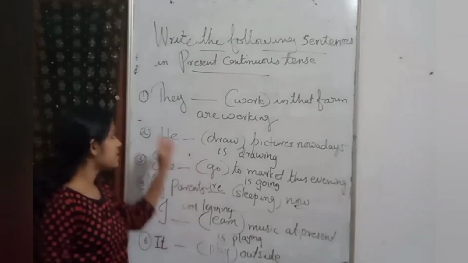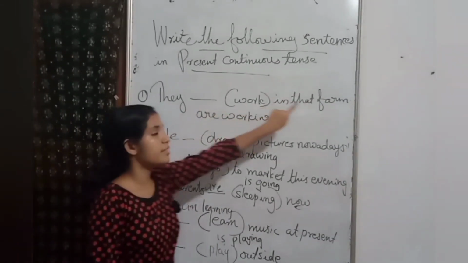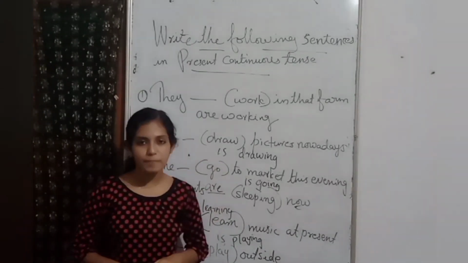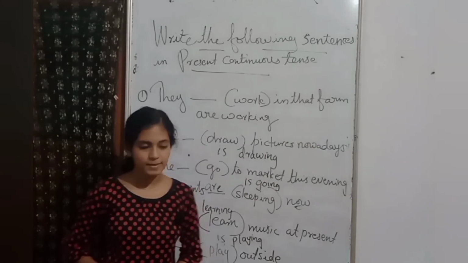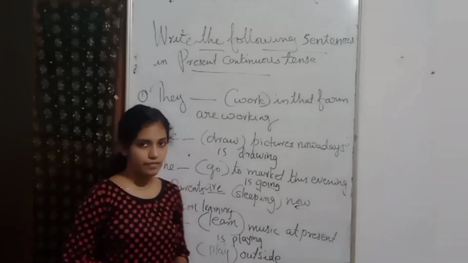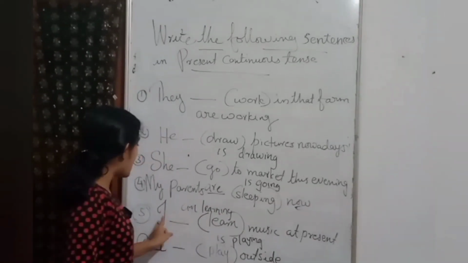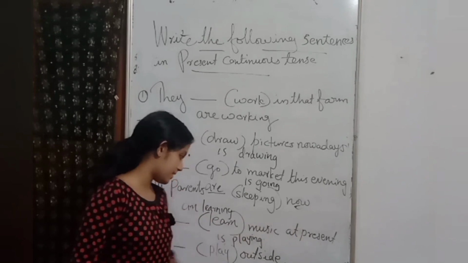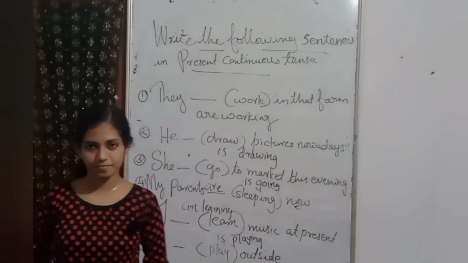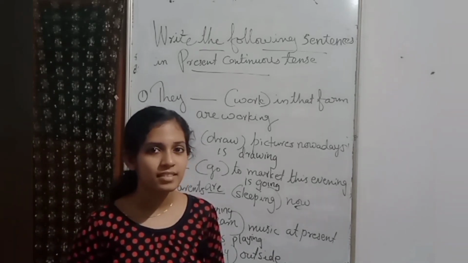Have you got the answers? I'll read once again for you. They are working in that farm. He is drawing pictures nowadays. She is going to market this evening. My parents are sleeping now. I am learning music at present. It is playing outside. Have you understood what is present continuous tense?